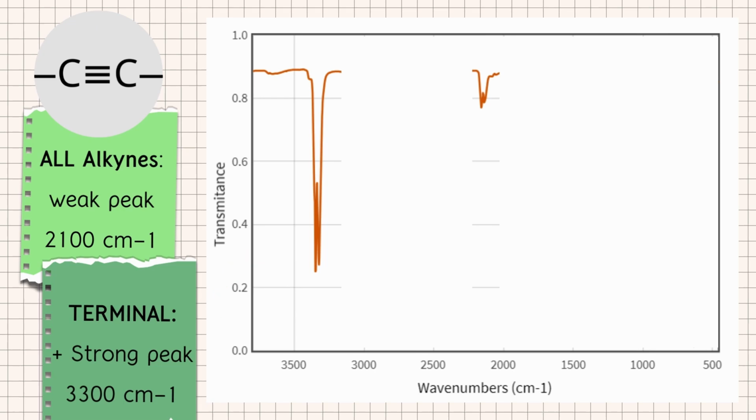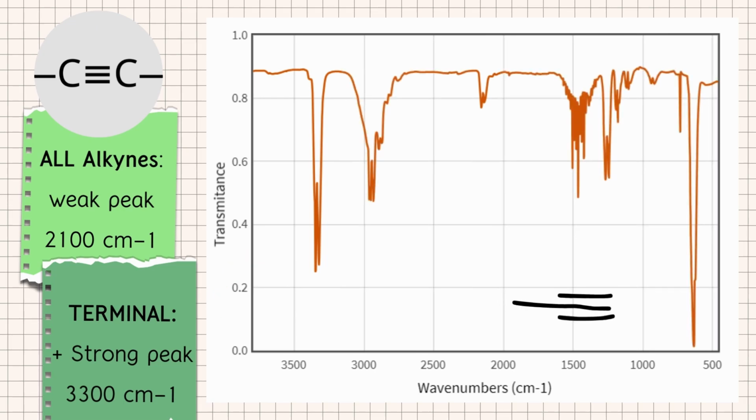Let's see the full spectrum. This example molecule is propyne, or 1-propyne specifically. Notice that the triple bond is at the end of the carbon chain. That means it's terminal, so it has both of these peaks. Here's something to compare. We have 2-pentyne here. It has a triple bond internally, not at the edge of the chain.